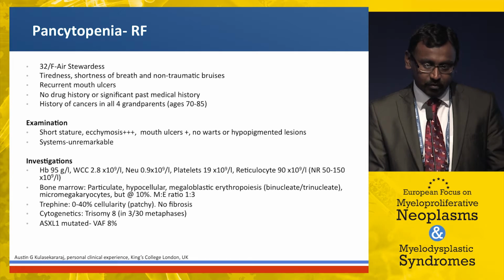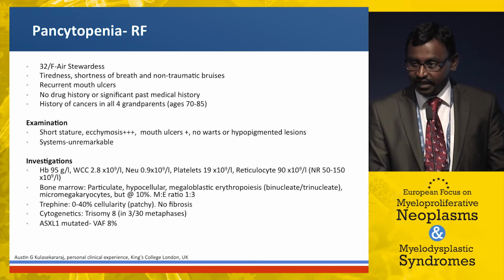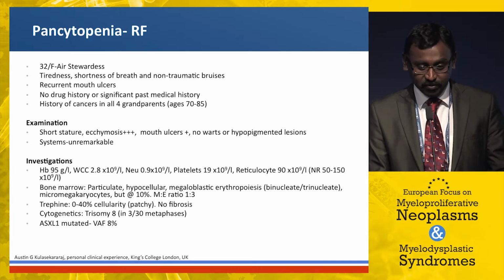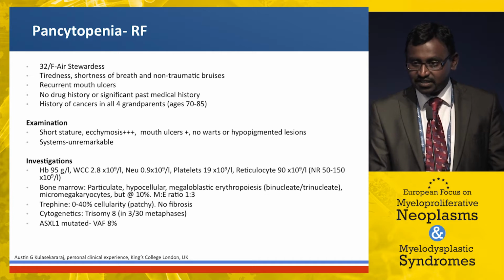When we do her blood indices, she is pancytopenic, obviously, with a neutrophil count of 0.9, anemic, and also thrombocytopenic with platelets of 19 x 10^9. But she's not needing any blood transfusions as of yet, and the reticulocyte count is inappropriately high for that degree of anemia, although within the normal limits. Did a bone marrow on her. The trephine was variably cellular between 0 to 40% cellularity, i.e. patchy cellular in certain areas, normocellular in certain areas as well, with no fibrosis. And the aspirate was hypocellular.